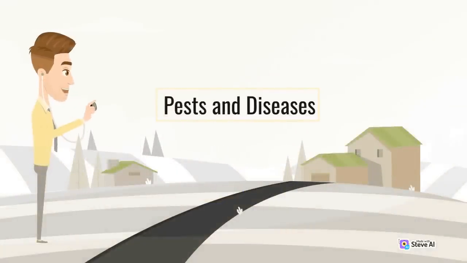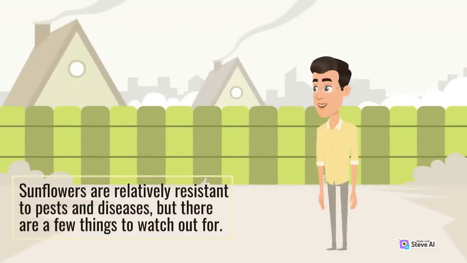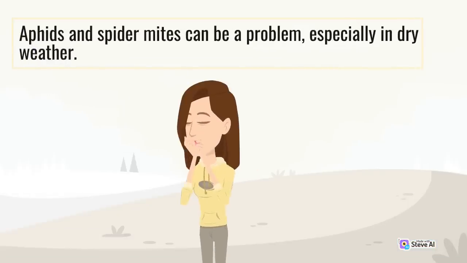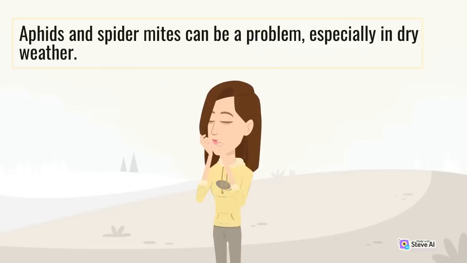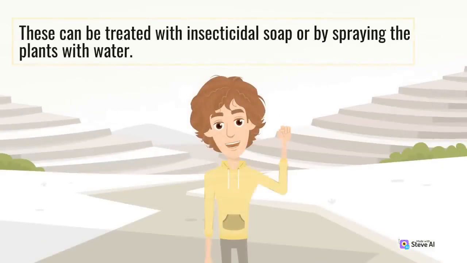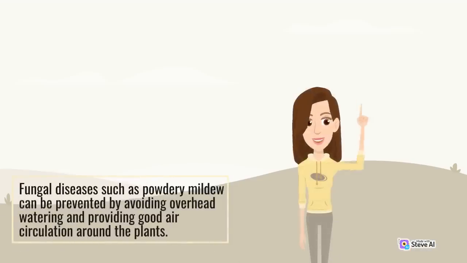Pests and diseases. Sunflowers are relatively resistant to pests and diseases, but there are a few things to watch out for. Aphids and spider mites can be a problem, especially in dry weather. These can be treated with insecticidal soap or by spraying the plants with water. Fungal diseases such as powdery mildew can be prevented by avoiding overhead watering and providing good air circulation around the plants.